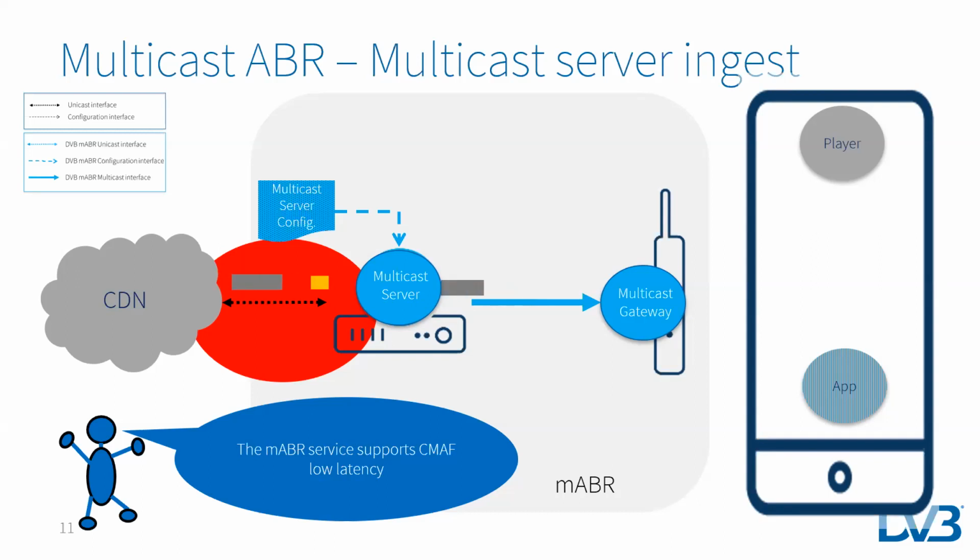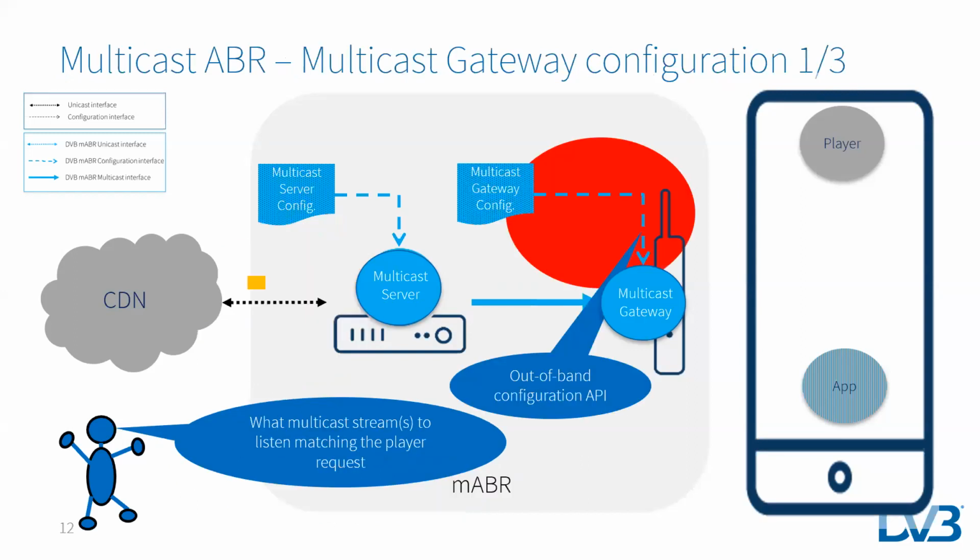The multicast ABR infrastructure is completely transparent for the CDN. So if the CDN supports low latency, for example CMAF low latency, then the whole chain will transport and support low latency. Whatever service you propose on the CDN side will be reflected on the other side. So now, third step: we have configured the multicast server and we are starting to inject the video.